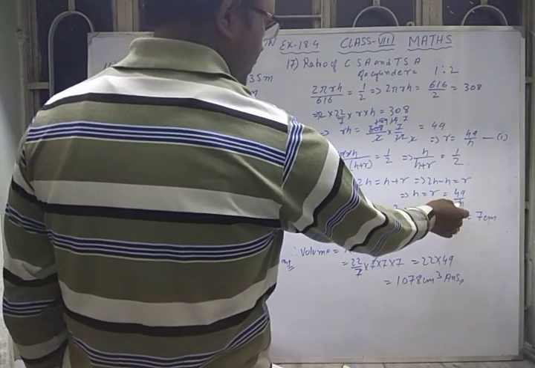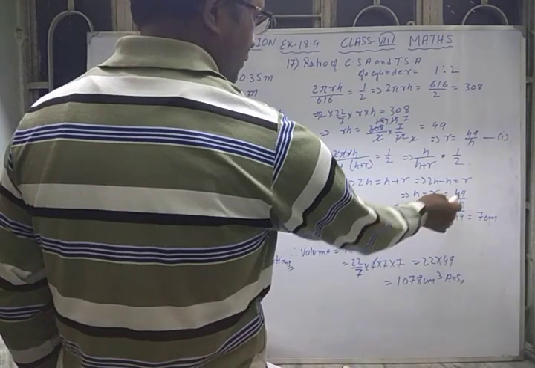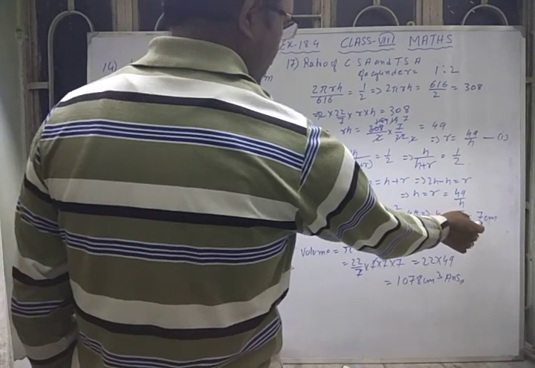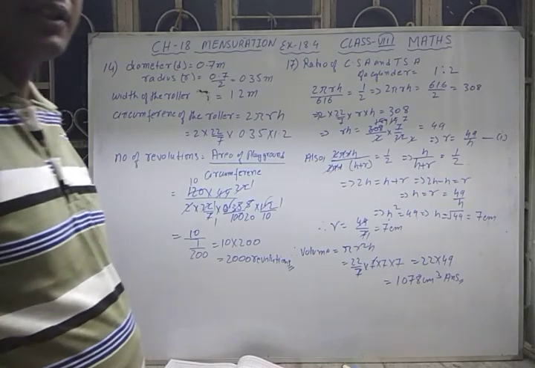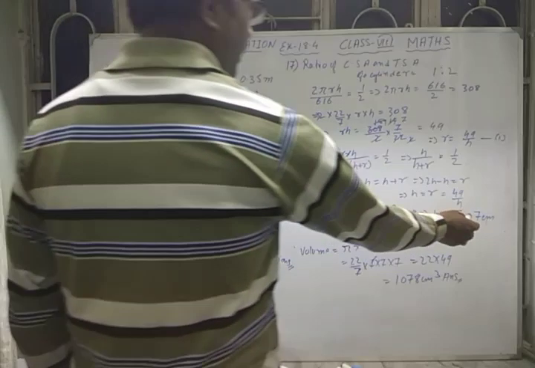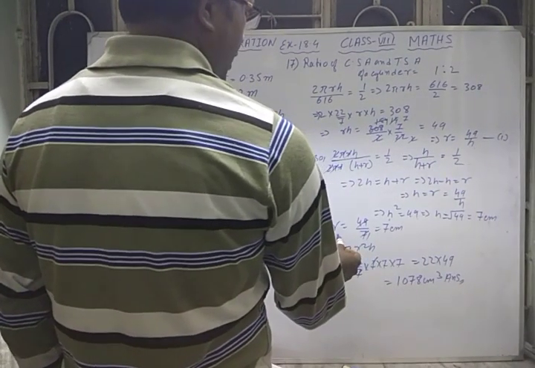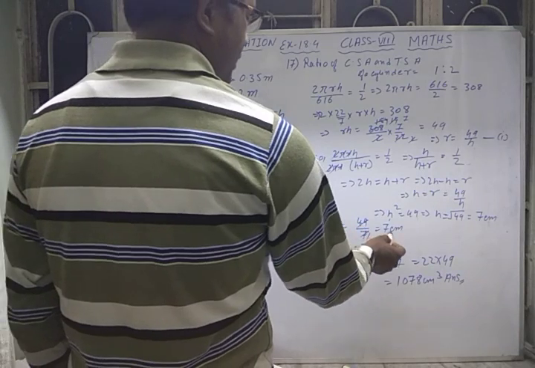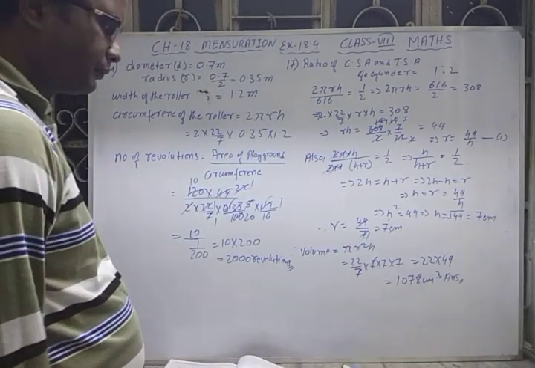So when you do the cross multiply, H into H will become H square equals 49. So H equals root over 49, that equals 7 centimeter. That means the height of the cylinder is 7 centimeter. Now by putting the value of H in equation 1, R equals 49/7. So 7 1 is 7, 7 7 is 49. So the radius is also 7 centimeter.